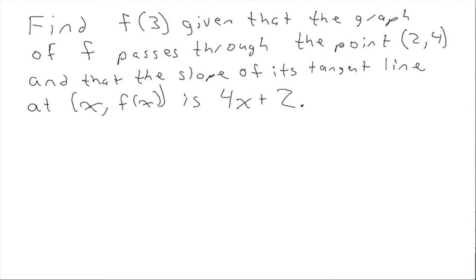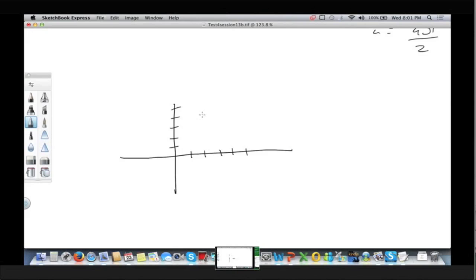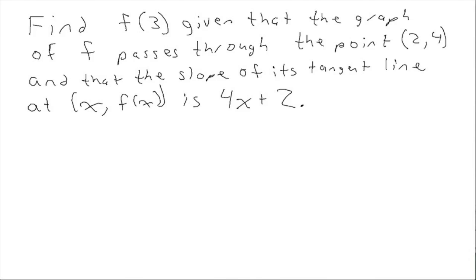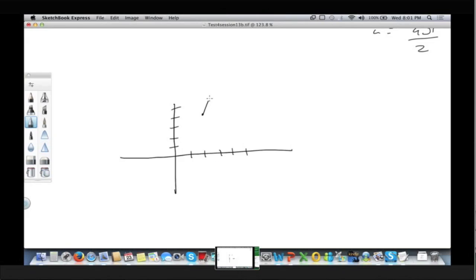Okay, so at 2, 4, we have a point, with slope 10. Slope is 10, so it's very steep. If the slope is 10, the run is 1, so you go over 1, you should go up 10.